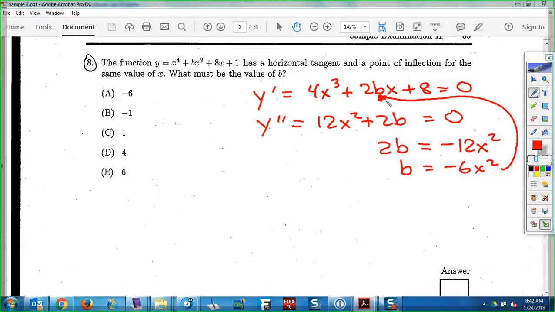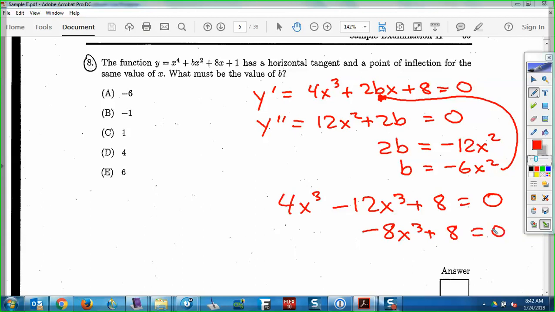So now I can just put that right there. Now, this is a no calculator one, right? So 12x squared, I think I got that all right. 12x squared plus 2b equals 0. So b's got to equal that. Yeah, so put that up there. So now we get 4x cubed. So that'd be negative 12x squared times x would be negative 12x cubed plus 8 equals 0. So negative 8x cubed plus 8 equals 0. You can subtract 8, divide by negative 8, you're going to get x cubed equals 1. So x equals 1.